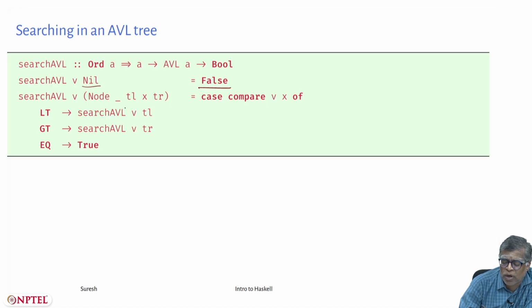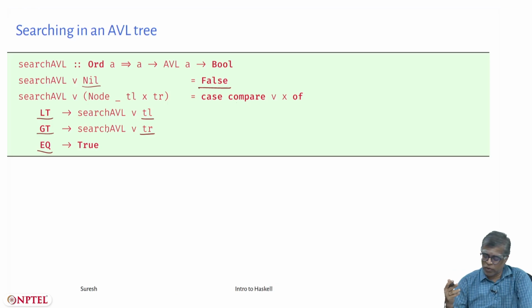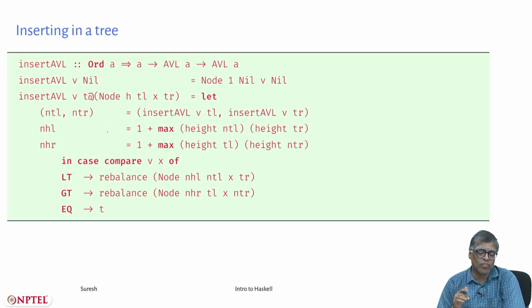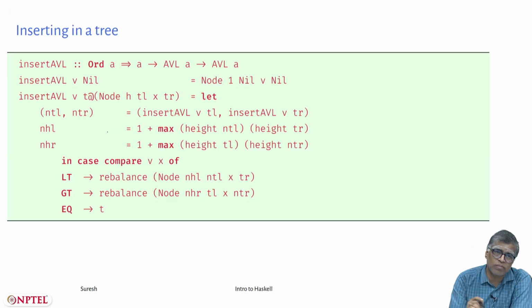Search for v in node whatever TL x TR, you compare v and x. If v is less than x, then you search in the left subtree, and if v is greater than x, you search in the right subtree. If v and x are equal, you return true. Okay, so this is good. Let us look at insert.